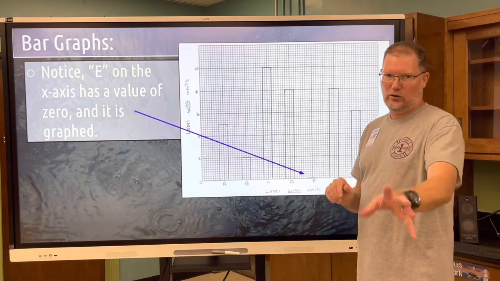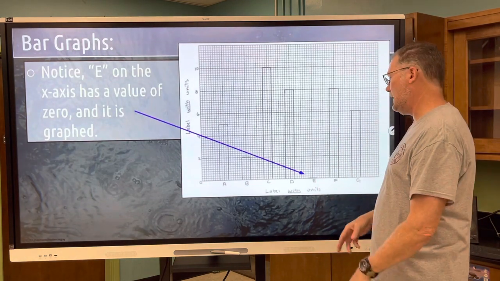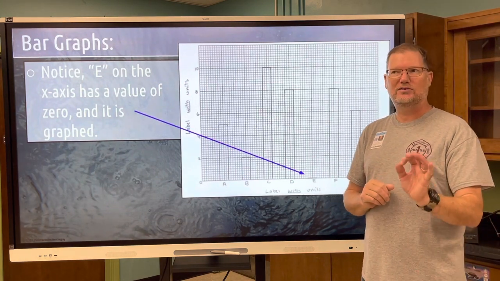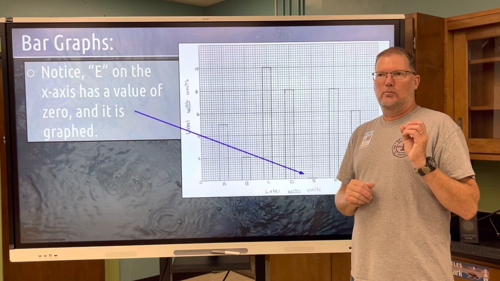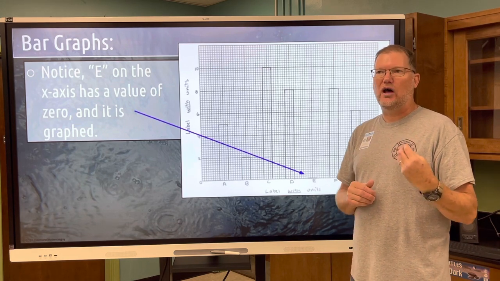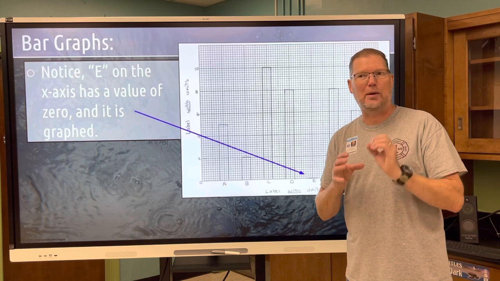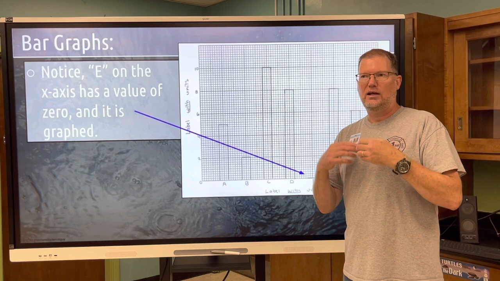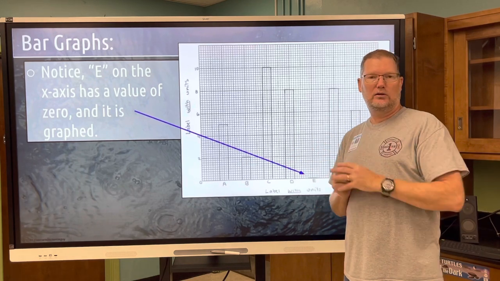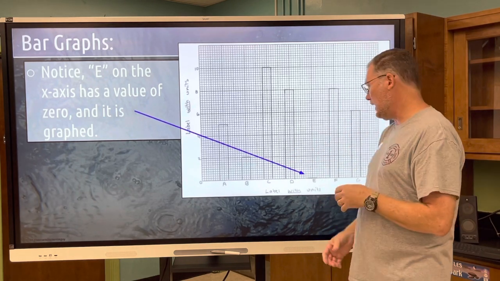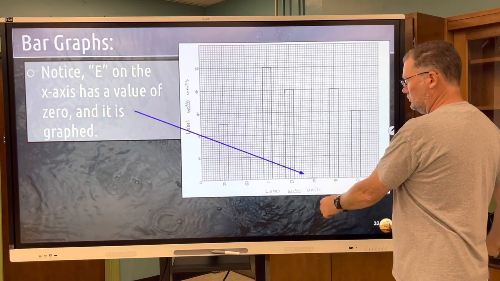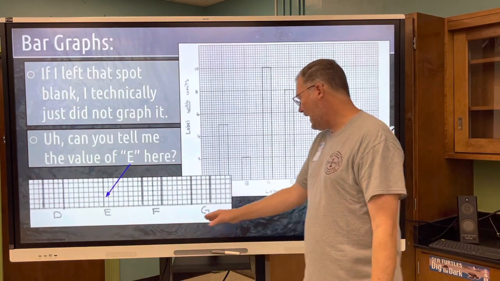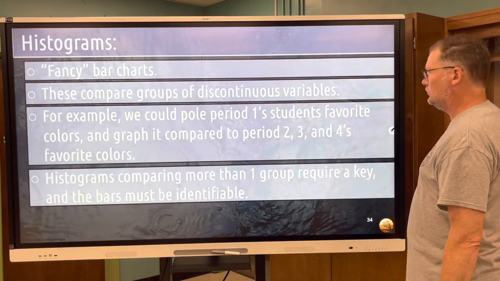So notice the E, here we go. Like I said, we're going to come back to this E here, okay? The E on the x-axis has a value of 0, but it's still graphed. You can still measure something to be nothing, to be, you know, no count. It happened 0 times. There were 0 instances when this happened. And you're reporting that on your graph. You don't just skip it, okay? So there's no bar here. It's just the value is 0. It's at the 0 line, okay?